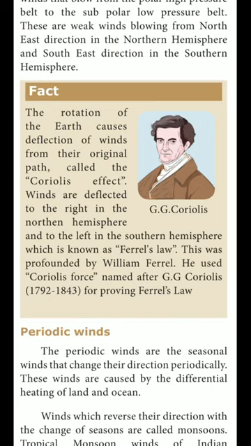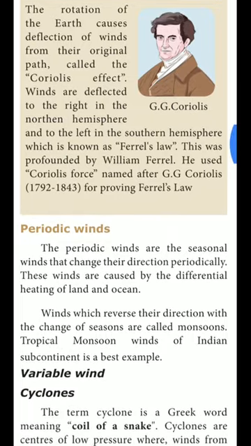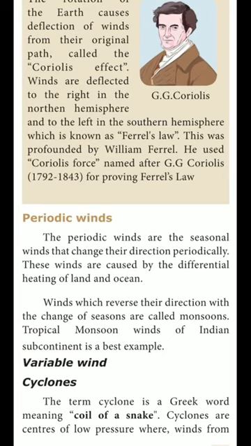Okay. Next one is the periodic winds. What do you mean by this periodic wind? These periodic winds are the seasonal winds that change their direction periodically. These winds are caused by the differential heating of land and ocean. So, what was the main cause for this periodic wind? Due to the heat of land and ocean only, this wind blows. Okay, wind which reverses its direction with the change of seasons is called monsoon. Tropical monsoon winds of India are the best example.